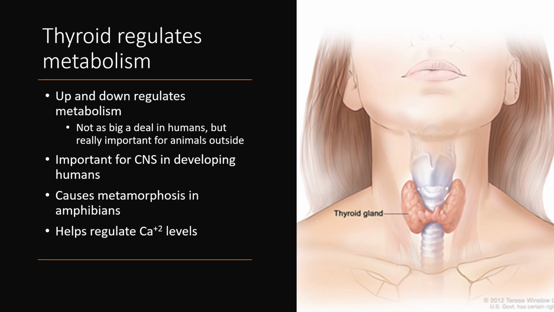All right, let's move down a little bit further. Let's look at the thyroid. The thyroid, which is located on your neck, is actually really important for regulating metabolism. So your trachea passes through your thyroid.